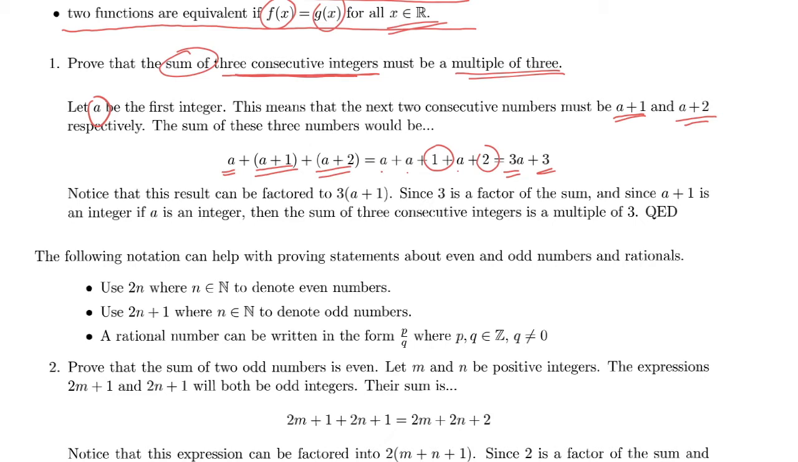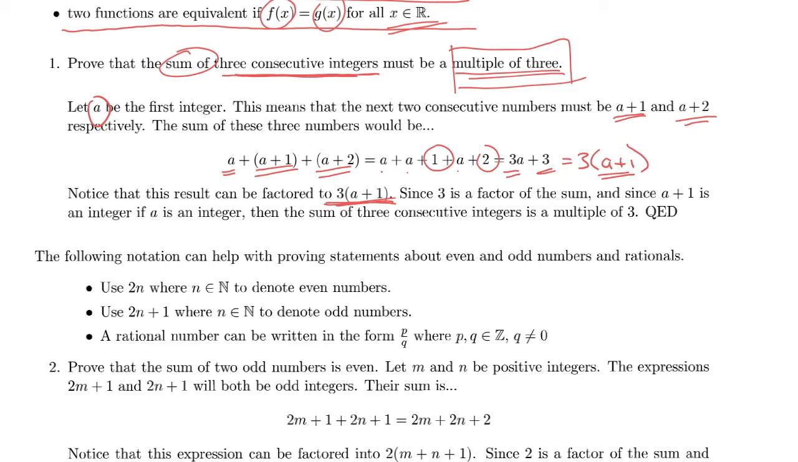Now, remember what the proof was asking us to do. We wanted to show that the result was a multiple of 3. So it suffices for me to show that you can factor that result, and it's going to become 3 multiplied by some integer value. And so as a result, I know that the final result is a multiple of 3.